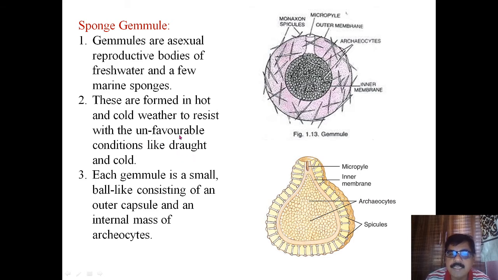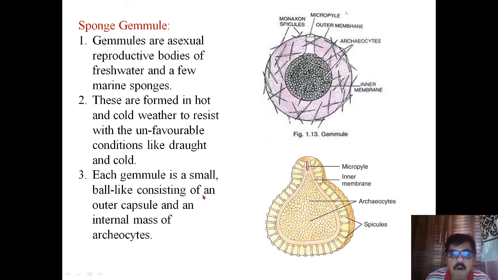When in summer days the pond gets dried, the animal will die, and before dying, what will happen? It will form thousands of gemmules that will remain in the pond, and at the onset of favorable conditions, these archaeocyte cells will form new organisms.